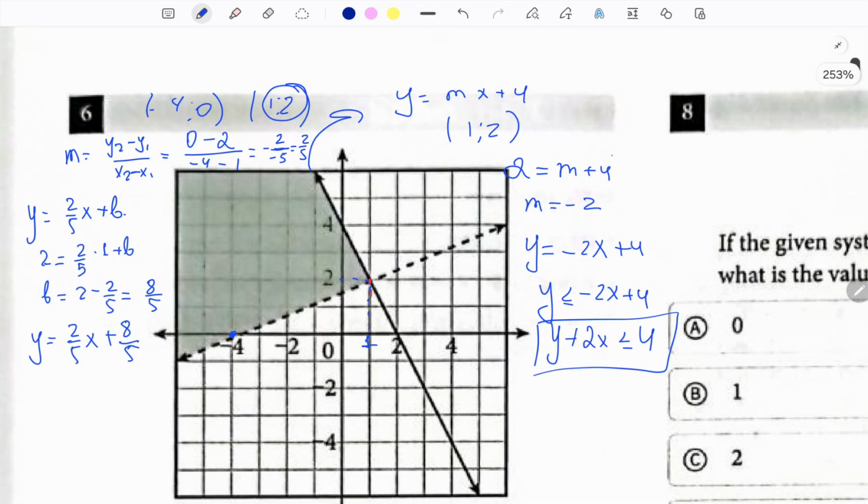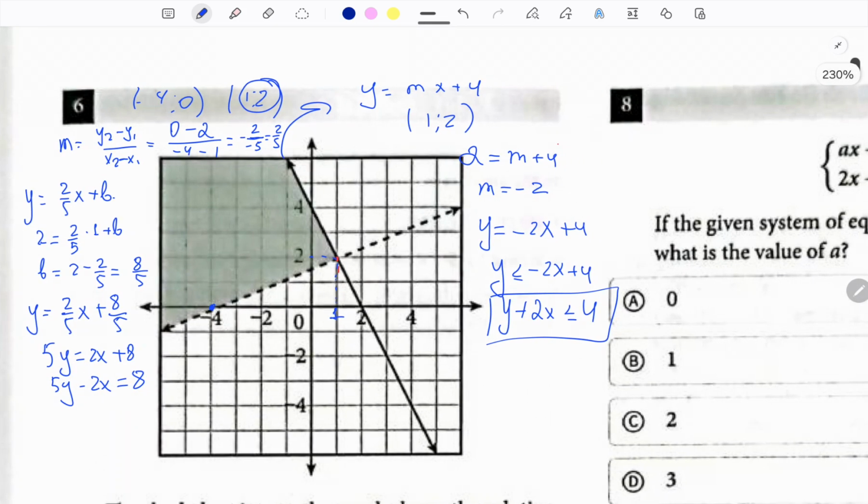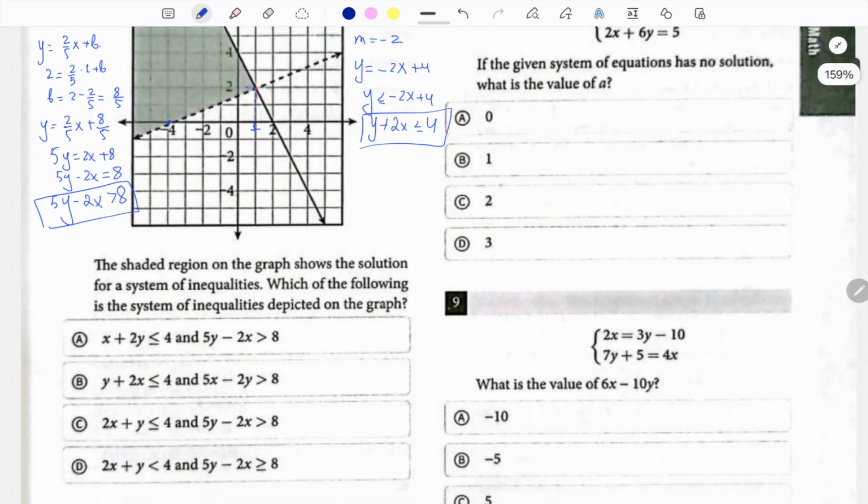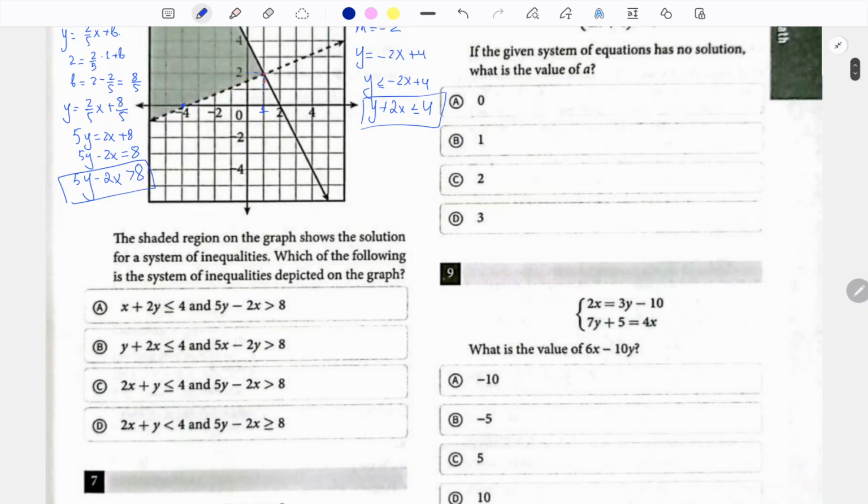Let's multiply both sides of this equation by 5. We will get 5 times y is equivalent to 2 times x plus 8, or 5 times y minus 2 times x is equivalent to 8. And we see that the shaded region is above the dotted straight line. That's why its inequality will be 5 times y minus 2 times x is greater than 8. So the correct answer is the union of these inequalities, and we get the correct answer as C.